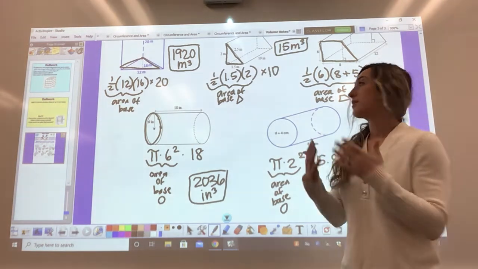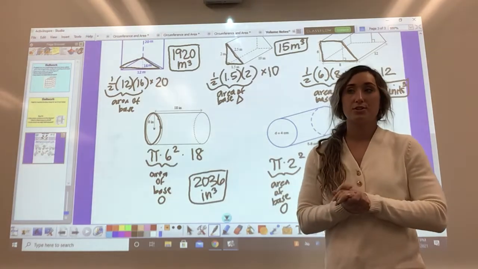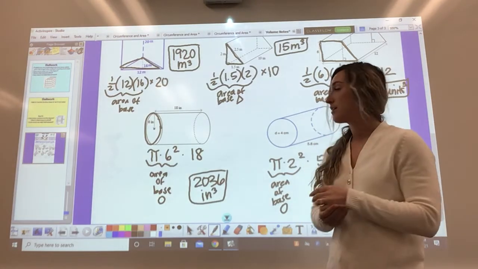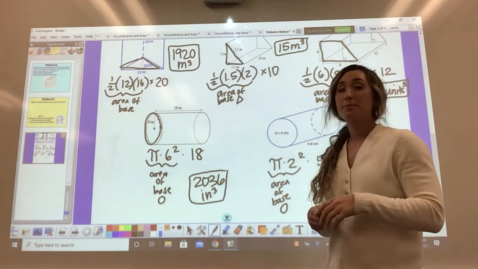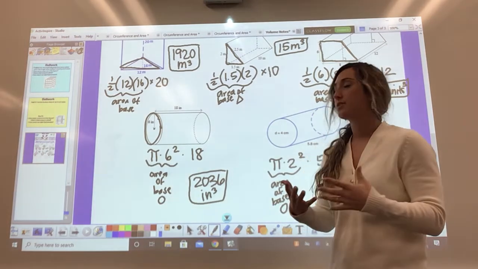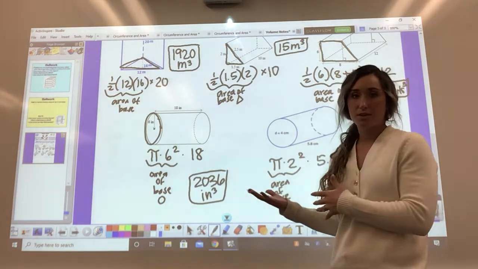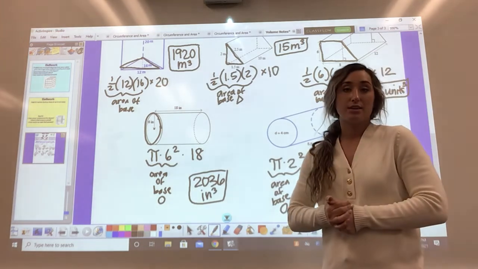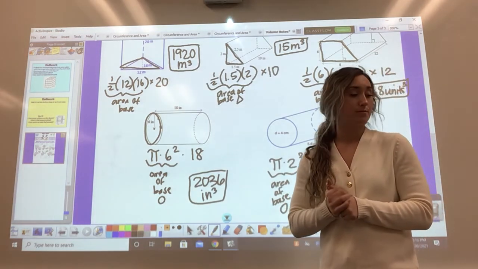All right, so hopefully that helped you understand how to calculate the volume of 3D shapes. I am going to have you watch a video to further get a visual of why the formula is what it is, and then you'll be able to practice some on your own. So, good luck.